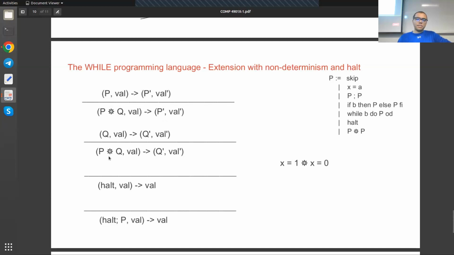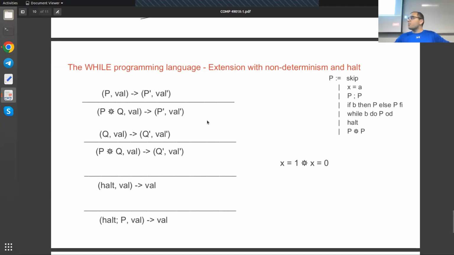But now I have another rule here, which is basically the same. It's just that instead of P, I have Q. So if running one step of Q over this valuation val can get me to a state Q prime val prime, then running one step of P star Q over the same valuation can get me to the same state. And this corresponds to the case where the user has chosen to run Q. Okay. Now, very importantly, I have both of these rules.